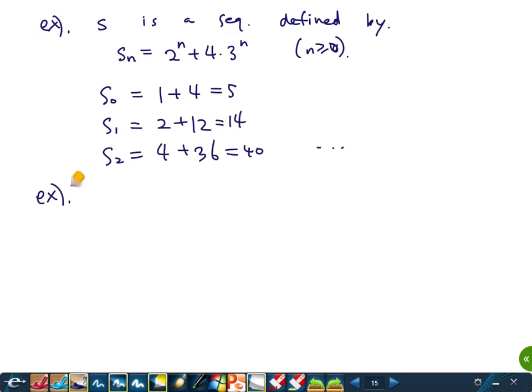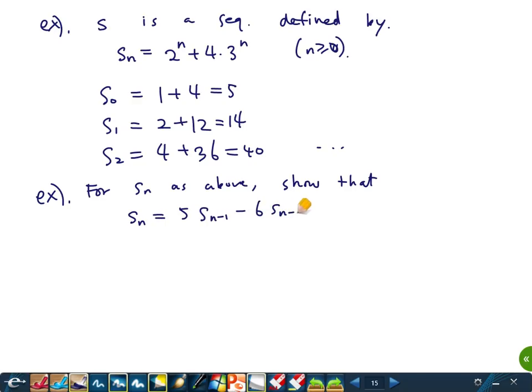So you can have an example like this. For S_n as above, show that it satisfies the recurrence relation like this, when n is greater than or equal to 2. It should be 2 here. How can we show this? We have a formula here, so just substitute it. For the right hand side, you can just use the formula.